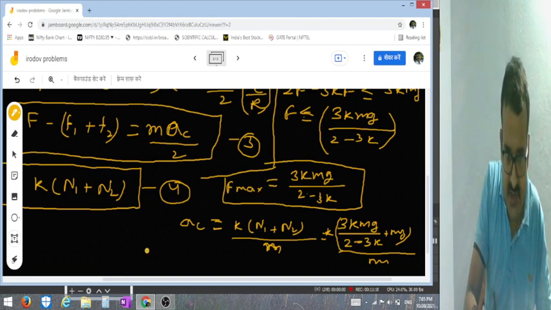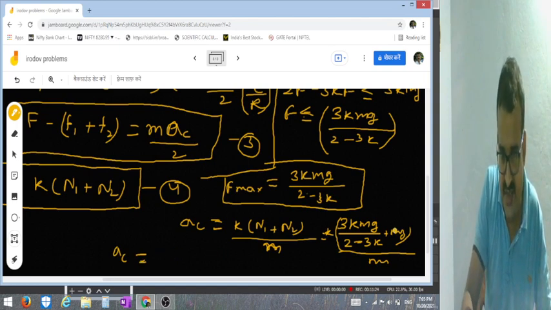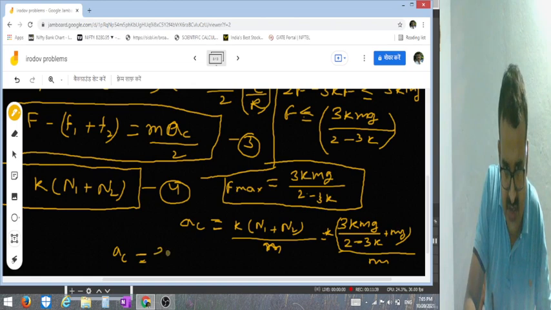Now if you solve this beta, you will get the maximum value of the result, that is the acceleration, and this will be equal to, 3Kmg will be cancelled there, and we will have 2mg, m will be cancelled, and we will have something like this, 2Kg divided by (2 minus 3K).